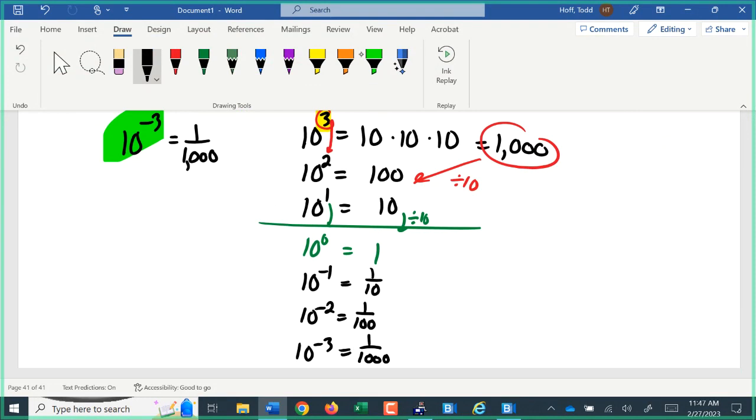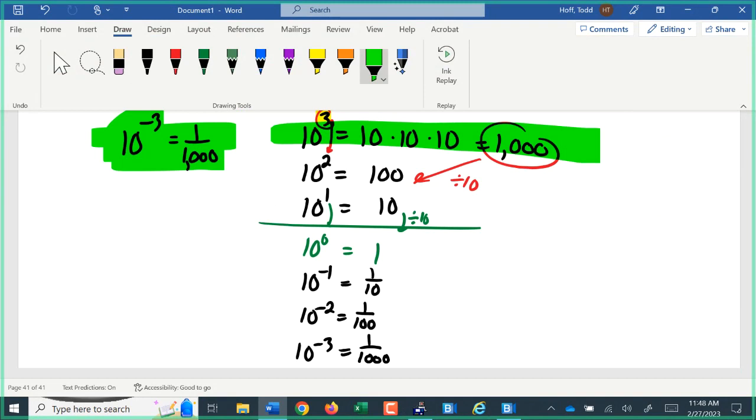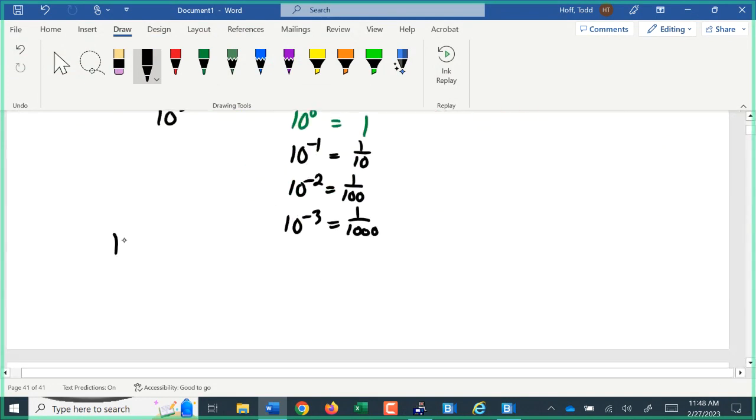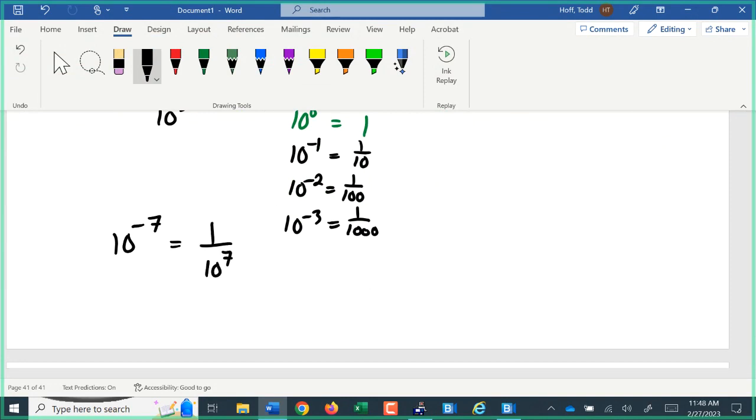And we do see a link between the negative powers and the positive powers. We see that 10 to the power of negative 3 is the reciprocal, or 1 divided by 10 to the power of positive 3. And that's how it works for all of our exponents, those negative powers are just a reciprocal of the positive power. 10 to the power of negative 7 would be 1 over 10 to the power of 7.